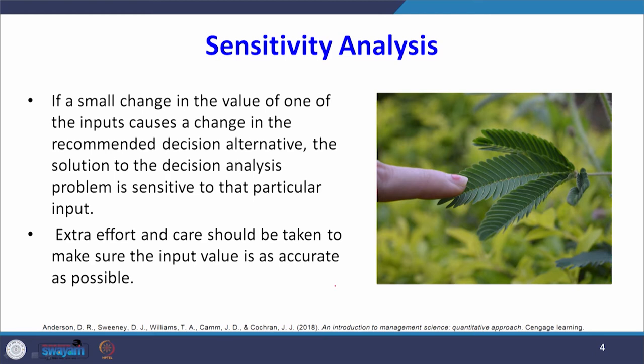If there is a small change, for example, say the probability for strong demand is 0.8. When it is 0.8, we have recommended D3 as the best decision. Suppose the 0.8 becomes 0.9, does D3 remain our best decision or does it change? If it changes, then we can say this input is very sensitive. Then we should be very careful in assessing this probability, because it is very critical.